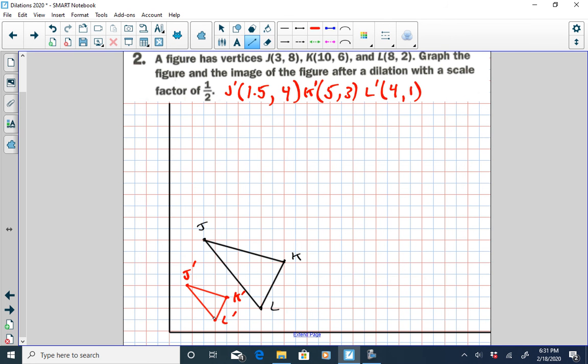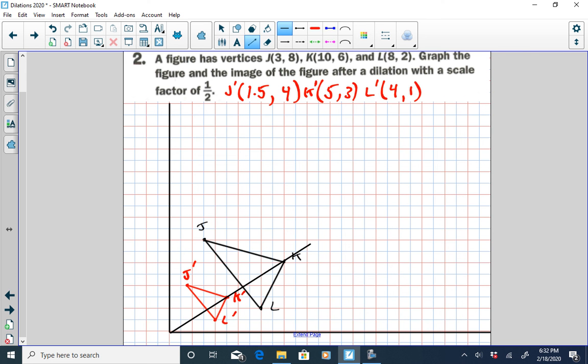Now the figures should be similar, but once again I said check to see if it is a dilation with the origin as the center of dilation. So I can take a ruler and line up my ruler with each vertex, and I see my original vertex is J, my image vertex is J prime, and both the image and the original are on a segment that comes from the origin.